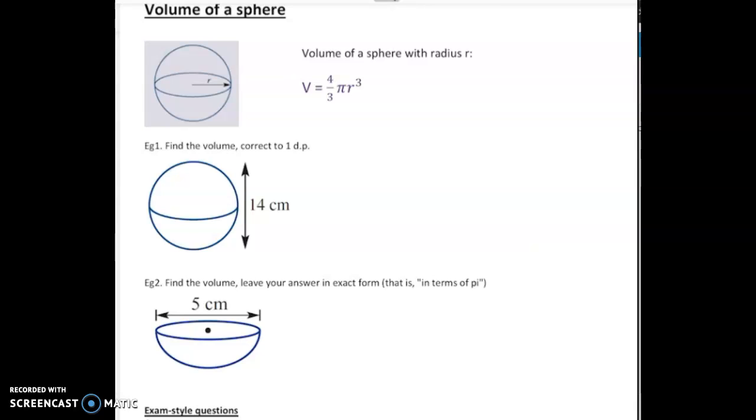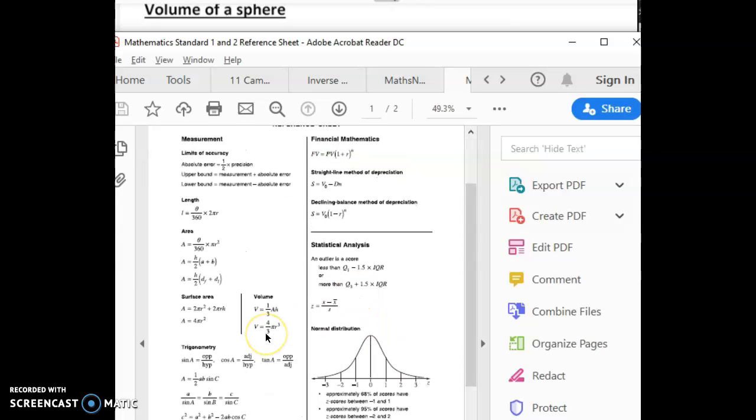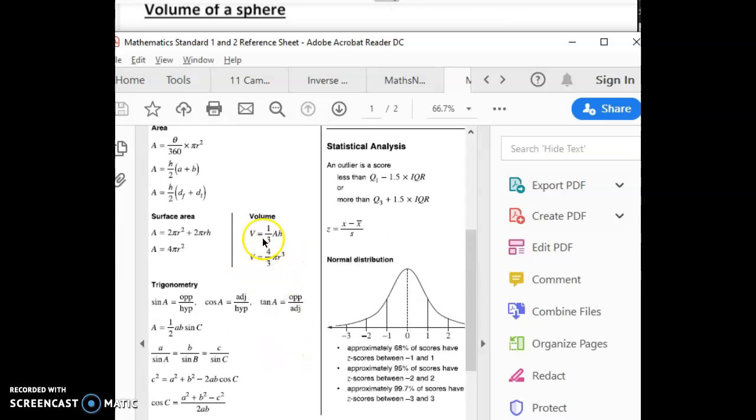Today we're going to look at finding the volume of a sphere. Now, how we derive this formula is beyond the scope of our course. I'm just going to give it to you. The volume is given as 4/3 of pi r cubed, where r is the radius of your sphere. You can find this on your formula sheet. If you look down here, you'll be given that formula.